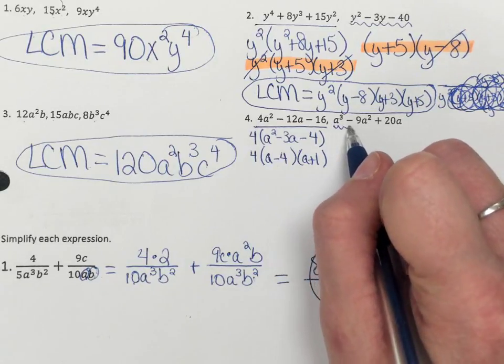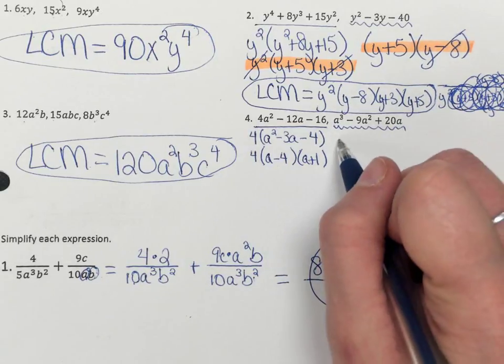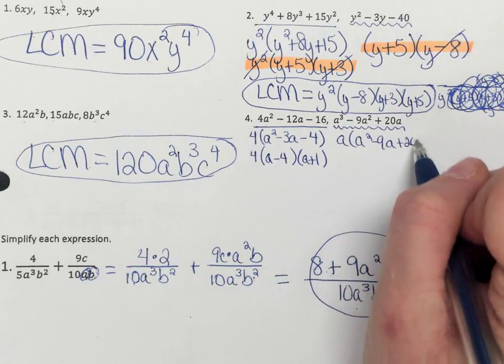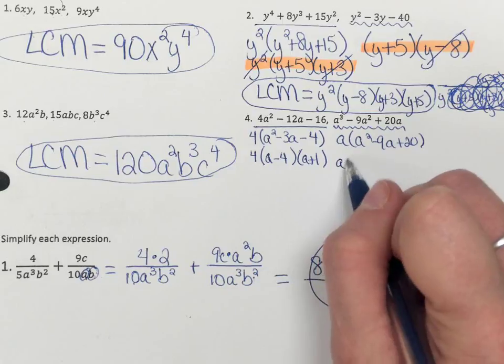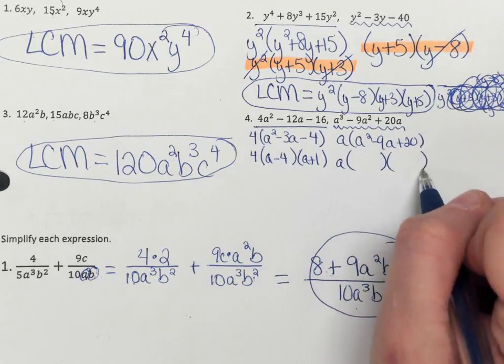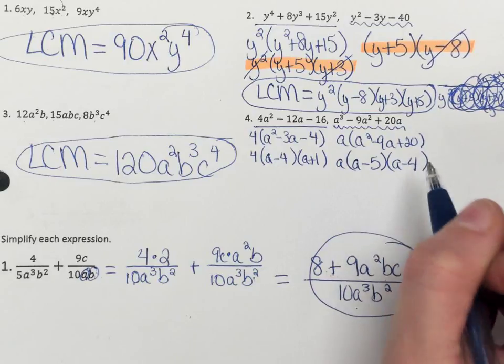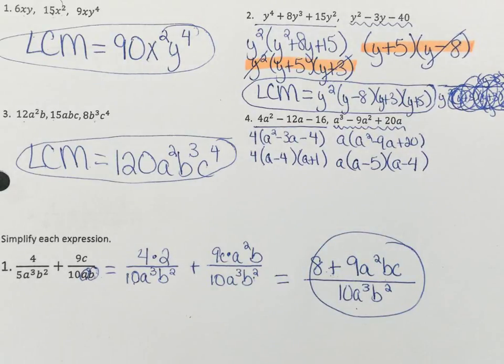All right, look at this second one. What do they have in common? An a, which would leave me with a squared minus 9a plus 20. And what are the factors of 20 that add or subtract to be negative 9? Negative 5, negative 4, negative 4, negative 5. It doesn't matter as long as they're both negative.